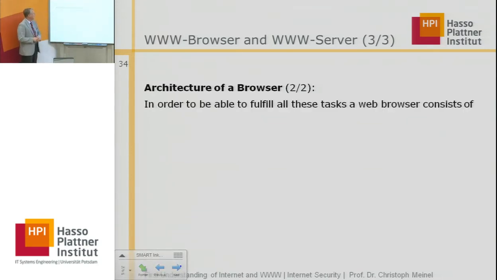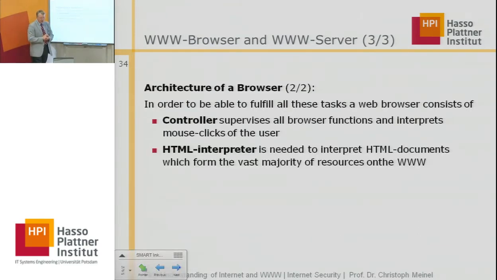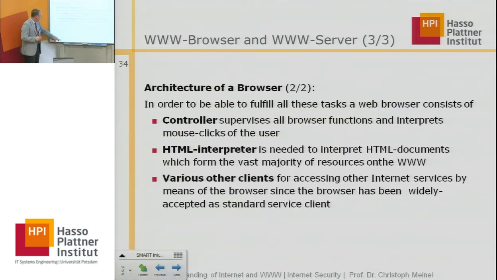For that reason, the browser consists of a couple of different components. A browser needs a controller that supervises all browser functions and interprets the mouse clicks of the user. A browser needs an HTML interpreter. This interpreter is needed to interpret the HTML document, from which the vast majority of resources on the web come.